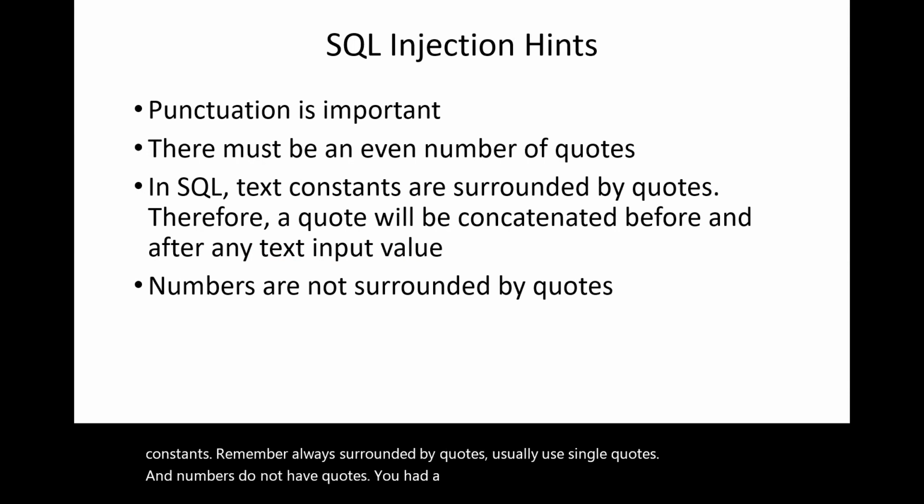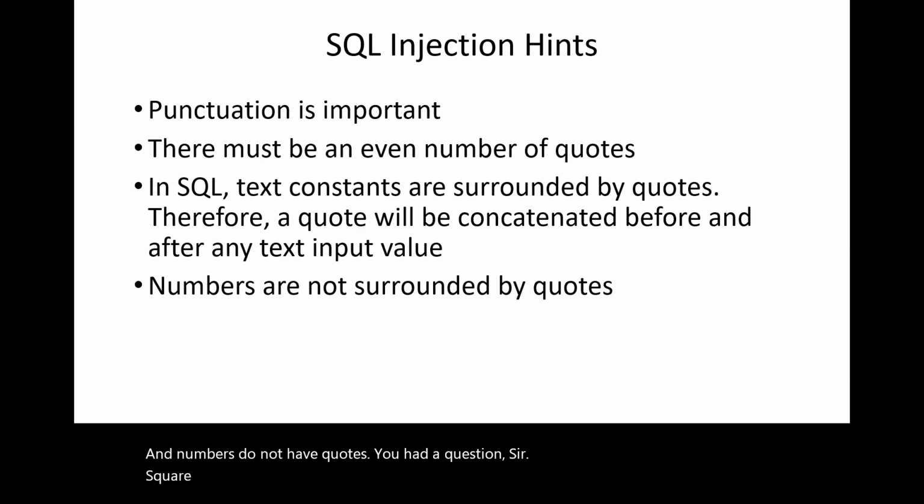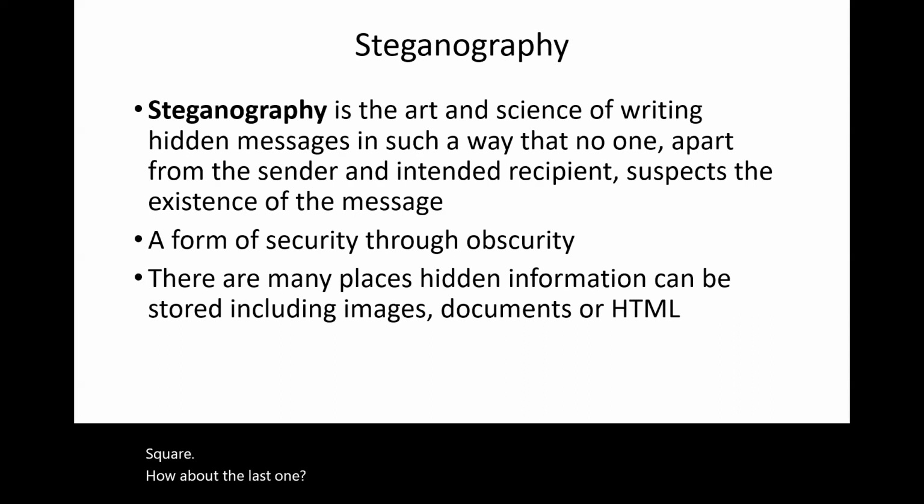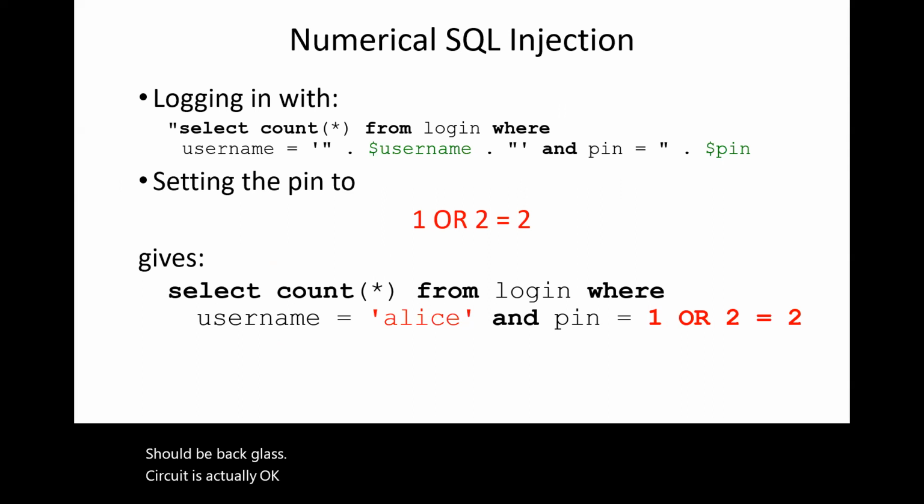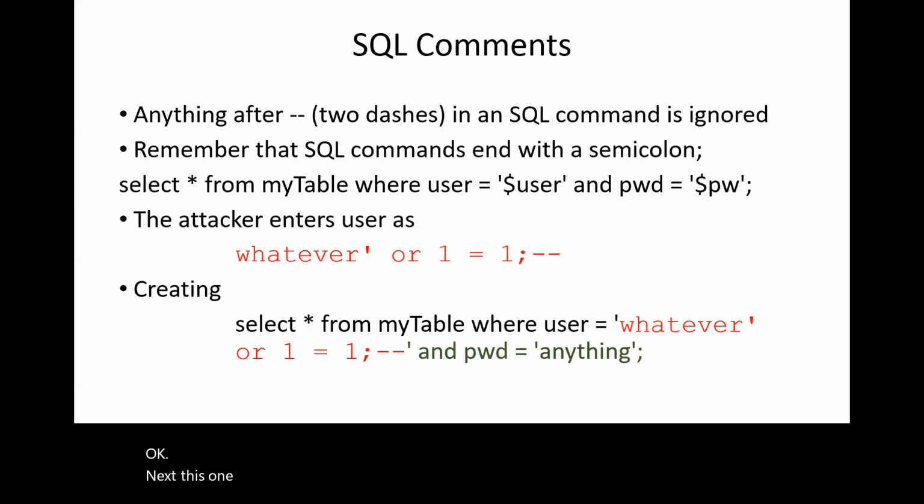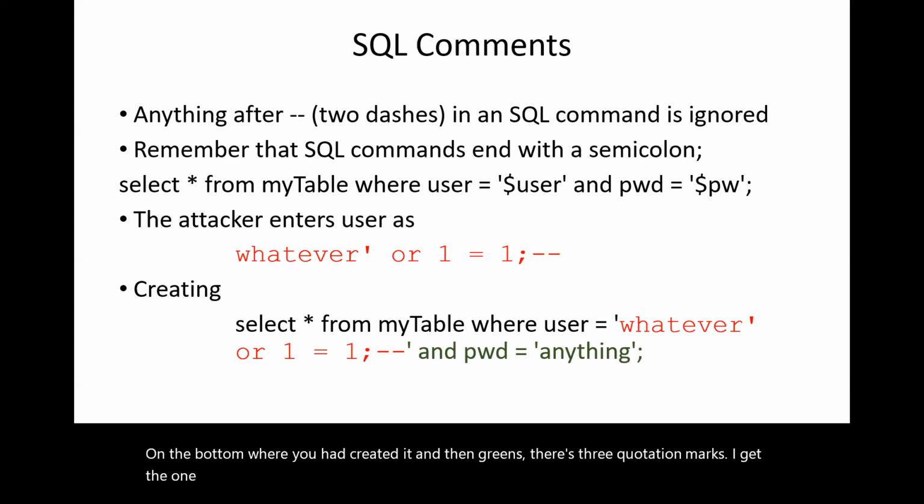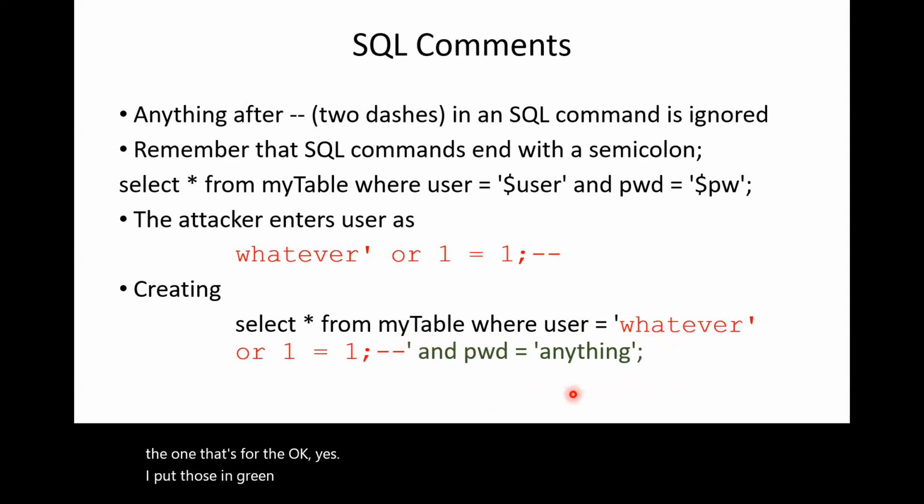You had a question, sir. I had a question about the last one. Numerical skill projection. Okay, so on the bottom you had created it, and in green there's three quotation marks. I put those in green because those don't count. It doesn't matter what it says, because it comes after the dash dash. Because it comes after the dash dash, it's going to be completely ignored.